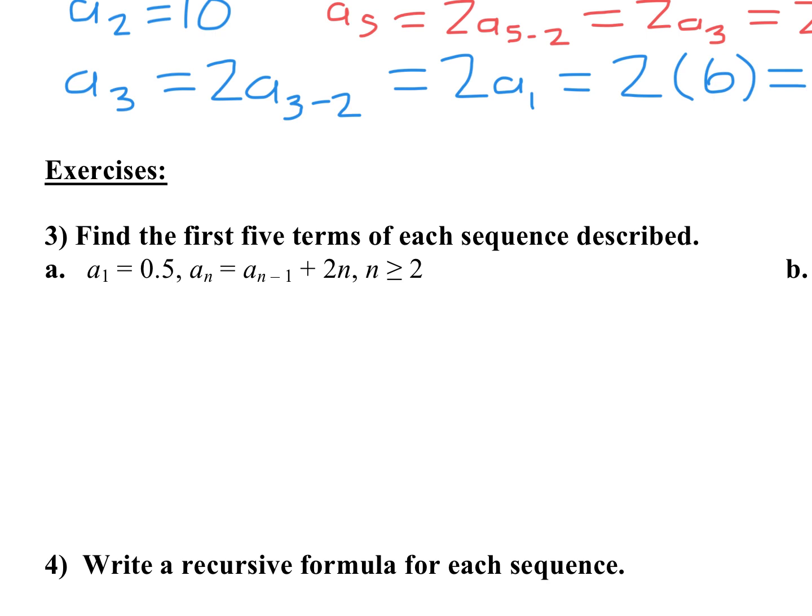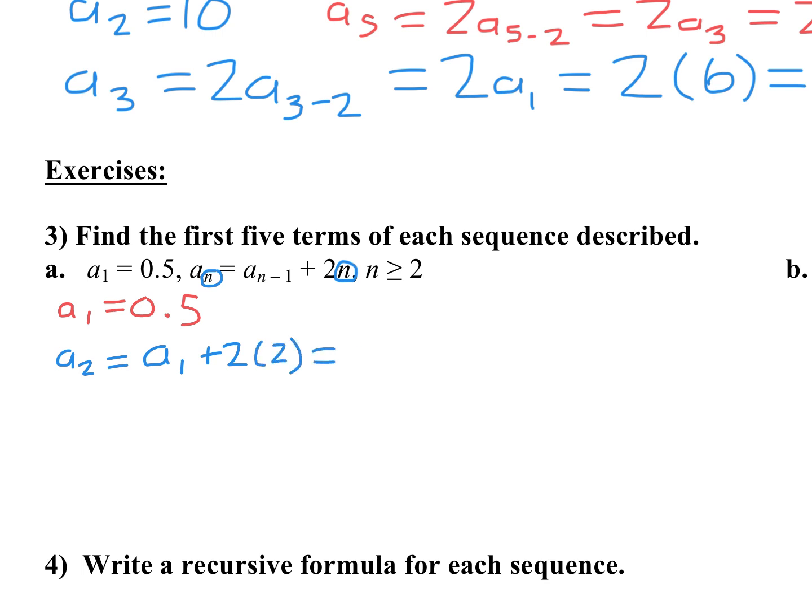All right, same directions for number 3. We're given A1, so I'm going to rewrite that. To find A2, I take the previous term and then I add 2 times n. Notice this n matches that number. So for this one, since n is currently 2, I'm going to plug in 2 for n.